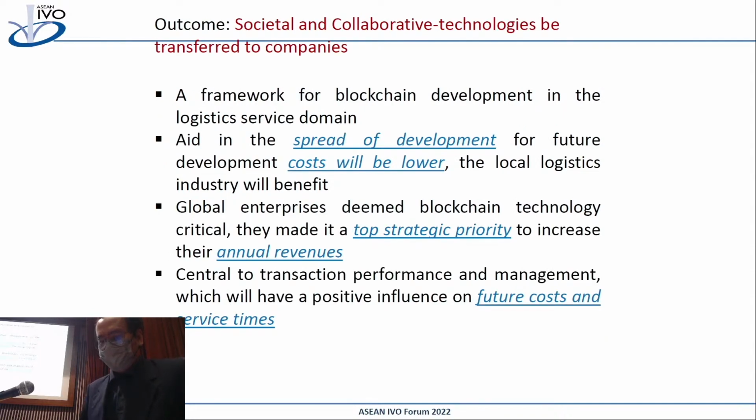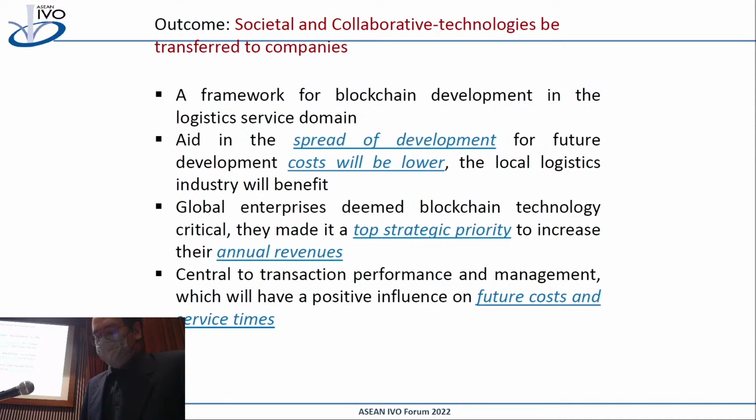The outcome of societal and collaborative technology can be transferred to the company. As an outcome, the developer can use this study as a framework for blockchain development in the logistics service domain. This may aid in the space of development. As a result, future development costs will be lower, and the use of blockchain technology in the relevant sector, particularly the local logistics industry, will benefit.